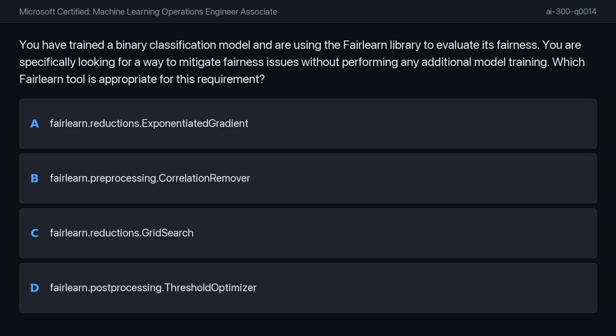Option D, Fairlearn.postprocessing.threshold optimizer is a post-processing technique, so while there are several choices of post-processing, it is not realistic.